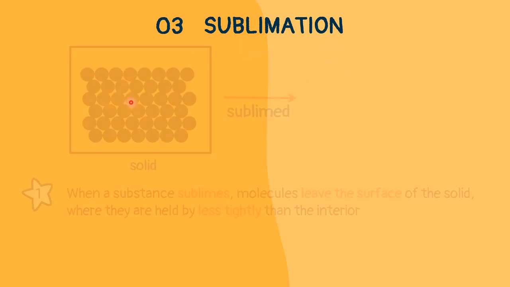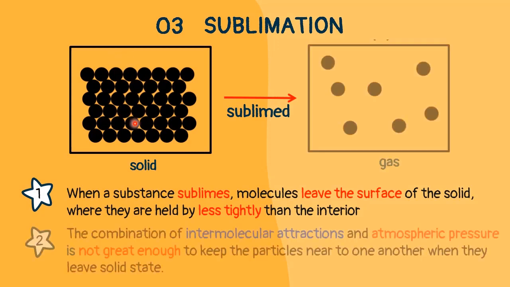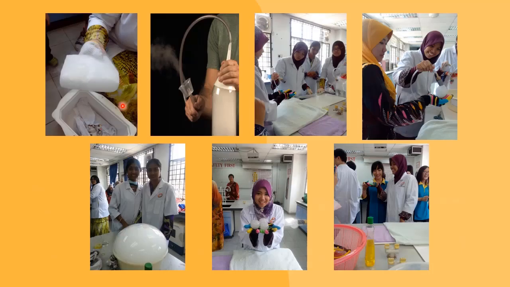Sublimation is the phase transition in which solid transforms into gas without passing through the liquid phase. When a substance sublimes, the molecules leave the surface of the solid, where they are held less tightly than the interior ones. The combination of intermolecular forces and atmospheric pressure is not great enough to keep the particles near to one another when they leave the solid state. That's why they change directly from solid to gas. An example of sublimation is dry ice.